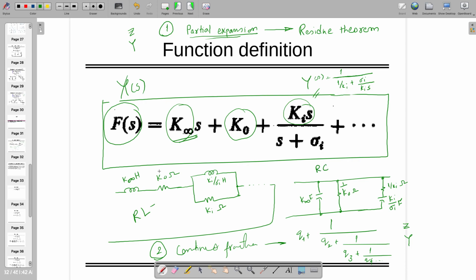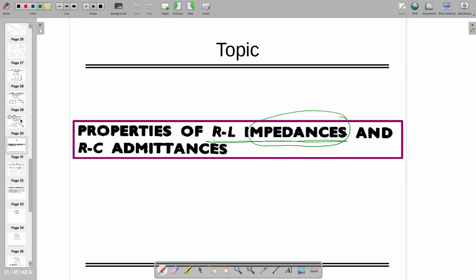So an RL circuit is possible by considering this f of s as impedance. So we are going to call this one the RL impedance circuit. This one we are going to call the RC admittance function, circuit. And that is the reason why we call the topic name RL impedance and RC admittance. And similar to the previous case, we got RC impedance and RL admittance by considering f of s in one case impedance, in one case admittance. Is it fine?